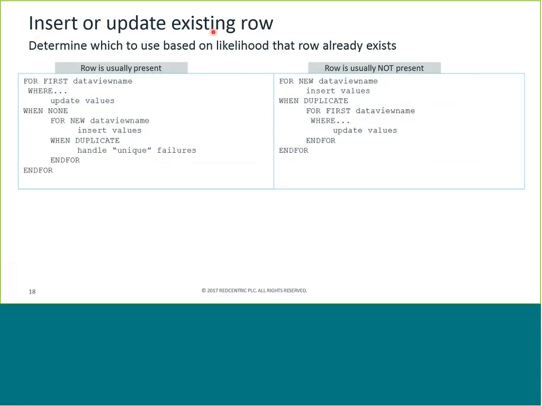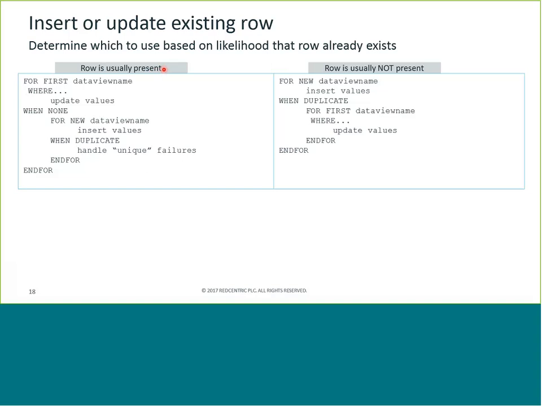Coming on to inserting or updating an existing row. I've seen programmers that pick one style here and stick to it because that's their style. They prefer to read first, and if it fails, then they insert. Other programmers prefer to insert first, and if it fails, then they read and update. It's very important that you actually get to know your data. What is the most frequent thing that's going to happen in a real runtime environment?